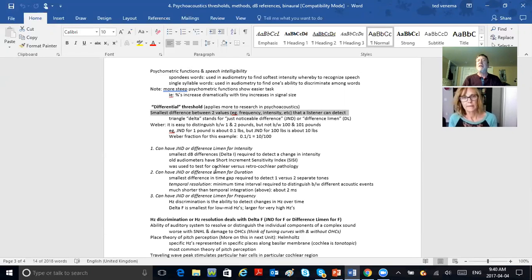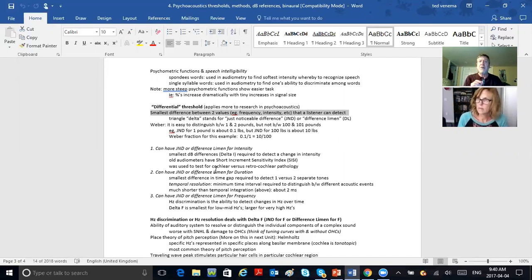Differential threshold can be applied to frequency, like I just gave that example. It can also be applied to intensity. If I play a tone at 70 dB HL, and then play that tone at 71, were you able to tell that it was a little bit more? Or did I need to make it 73 for you to notice that it was a little bit more than 70? Or did I need to make it 75 for you to notice that there was a change?